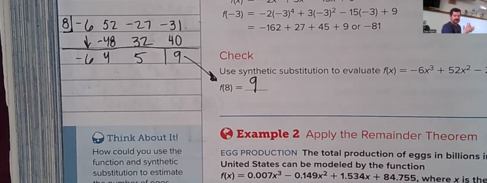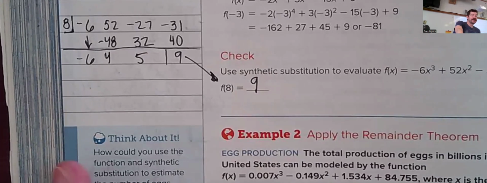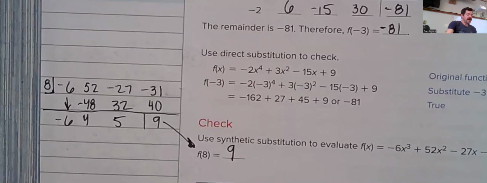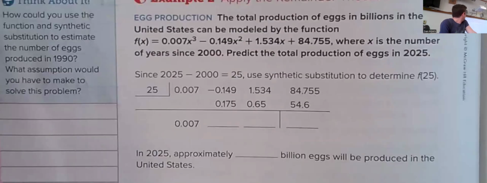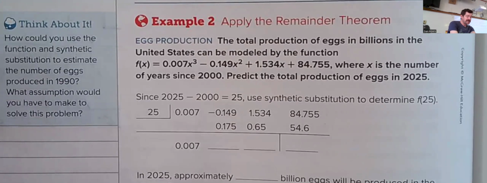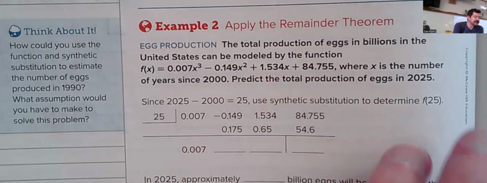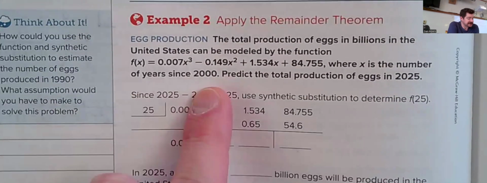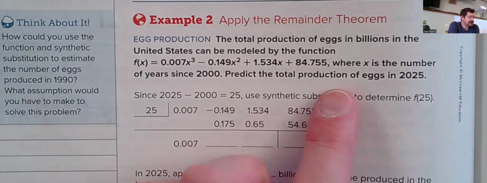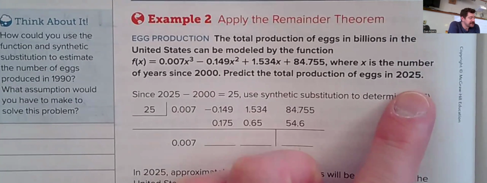So we've got 2 more examples of this kind of thing, and we're going to keep using synthetic division today, but we're going to do it to factor instead of just to figure out coordinates. So, egg production. The total production of eggs in billions in the United States can be modeled by that function, where x is the number of years since 2000. Predict the total production of eggs next year, apparently 2025.